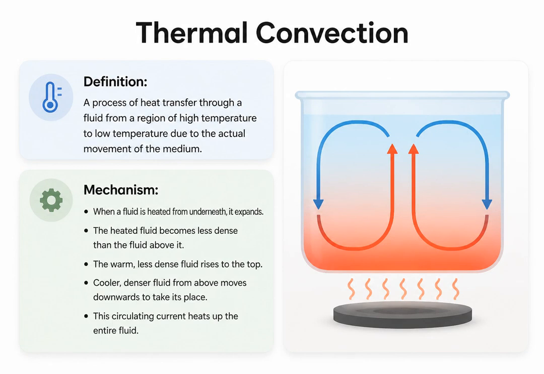Next, we explore thermal convection. Convection is a process of heat transfer through a fluid, which can be a liquid or a gas, from a region of high temperature to low temperature, driven by the actual physical movement of the medium. The mechanism is quite simple. When a fluid is heated from below, its molecules gain kinetic energy and spread apart, causing the fluid to expand. This expansion makes the heated fluid less dense than the cooler fluid above it. Because of buoyancy, the warm, less dense fluid rises to the top, while the cooler, denser fluid sinks to take its place. This continuous circulating current effectively heats up the entire volume of the fluid.